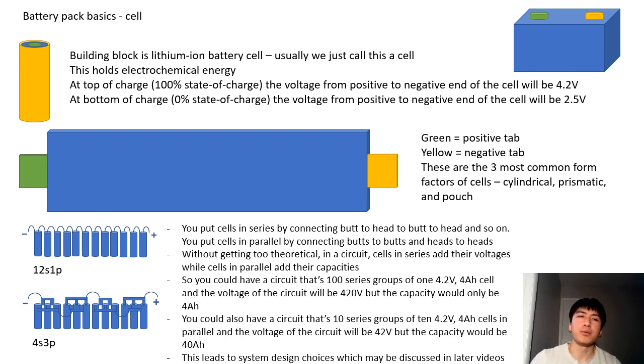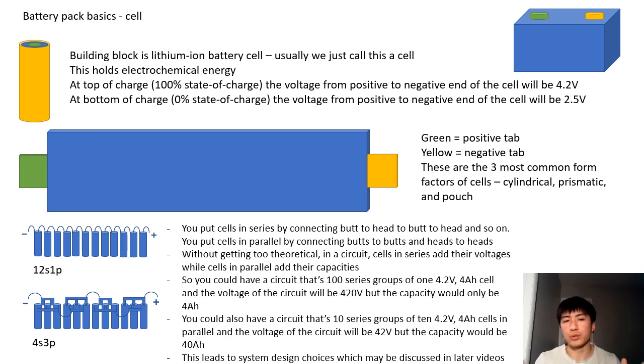And the cell is the basic building block that holds electrochemical energy. At the top of charge, which is referred to as 100% state of charge or 100% SOC, the voltage from the positive to negative end of the cell will typically be 4.2 volts. And at the bottom of charge, which is 0% SOC, the voltage will usually be around 2.5 volts. The reason you don't want to go outside of these limits, you could, but the reason you don't want to is that when you go over 4.2 volts, you're over-potentialing the cell.